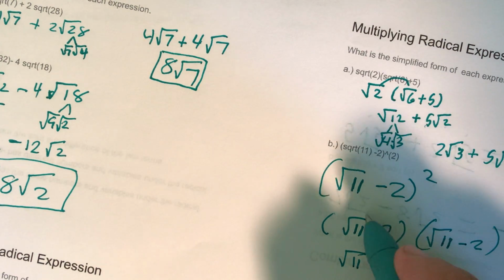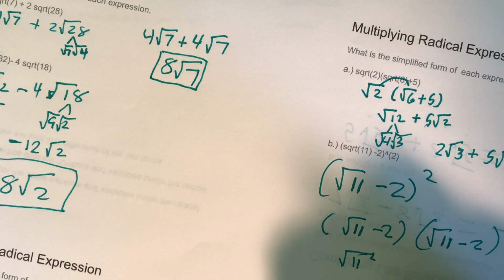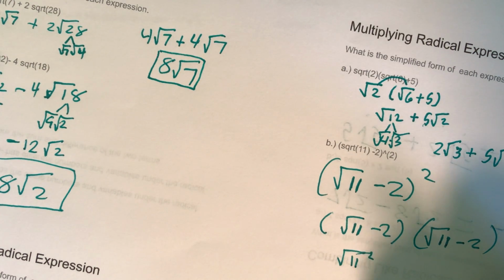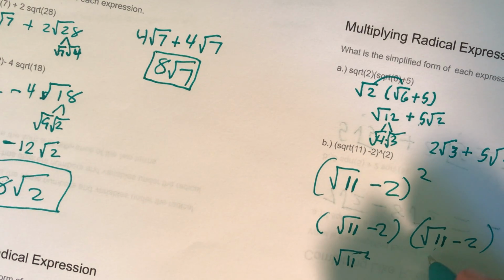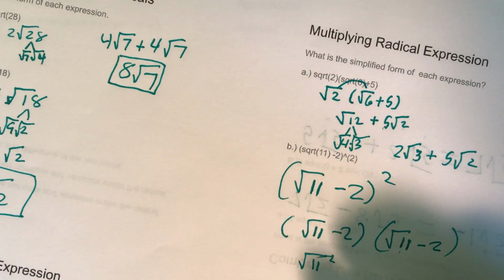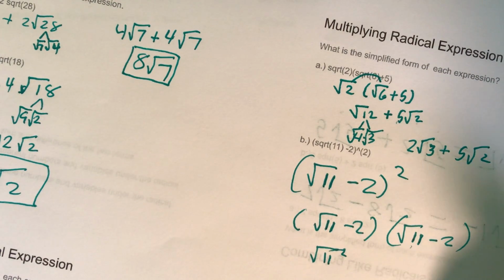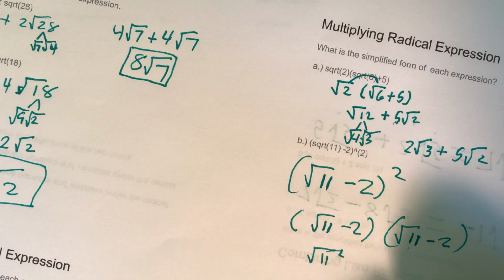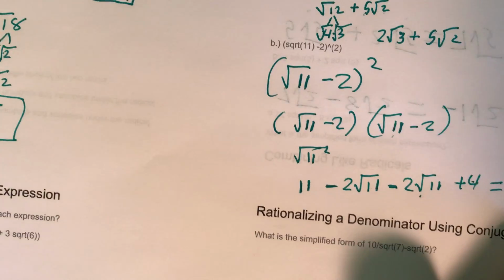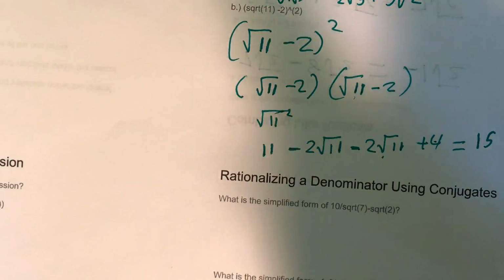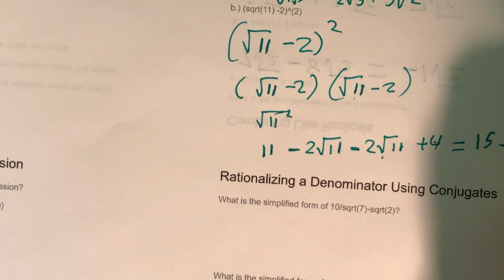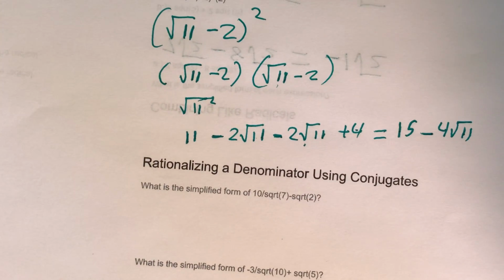You're going to do outside FOIL, so you get negative 2 square root of 11, minus 2 square root of 11 again from the inside here. And then you're going to get plus 4. So you're going to end up adding this together where I can add the 4 and 11 together and get 15. I can add these together because I got like radicals. So I add those together and I should get negative 4 square root 11. Okay.